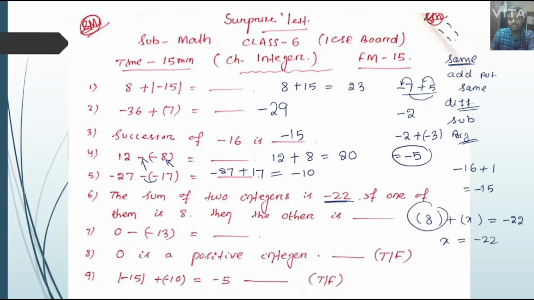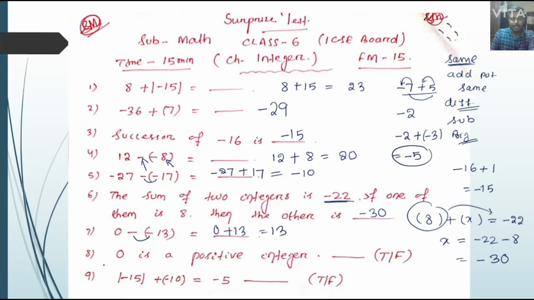Here is plus 8. Then if I separate it, it becomes minus 8. Now same sign, so same sign means addition, that is minus 30. Okay, so the answer will be minus 30. Next question, 0 minus minus means plus, that is 0 plus 13, that is 13.